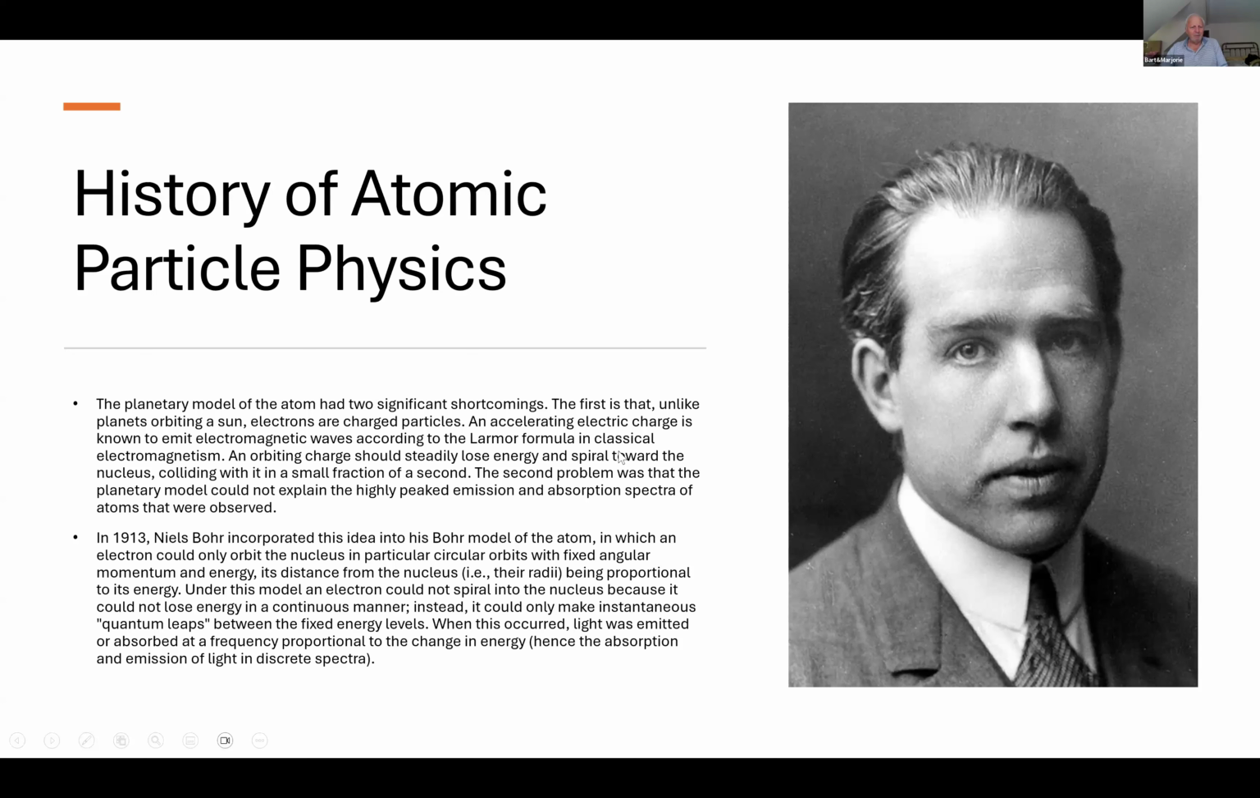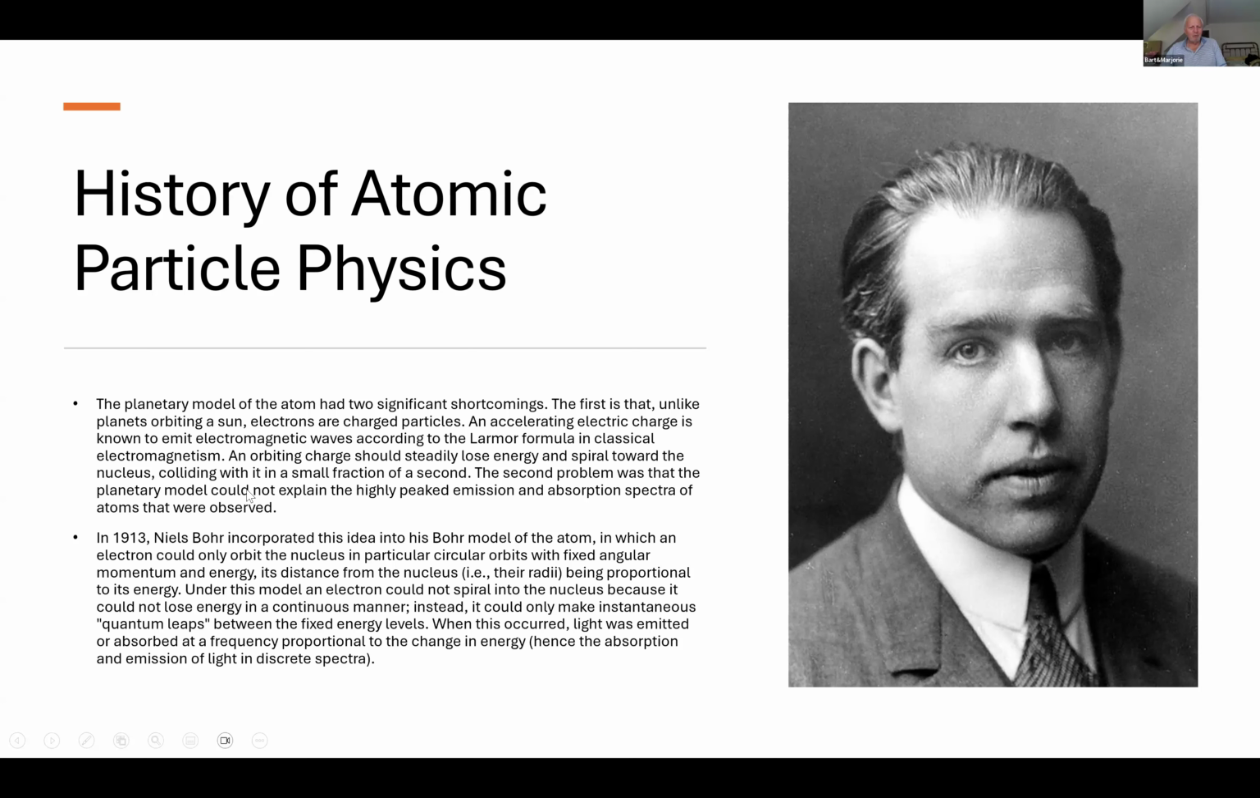Now, there are several problems with this model. The first is that unlike planets orbiting a sun, the electrons are charged, and so any accelerating, and you are accelerating because you're rotating around a nucleus, the accelerated electric charge will emit electromagnetic waves, and if it does that, then it loses energy. In fact, it'll lose energy and spiral in toward the nucleus and collide with the nucleus in just a small fraction of a second. So this isn't too good.